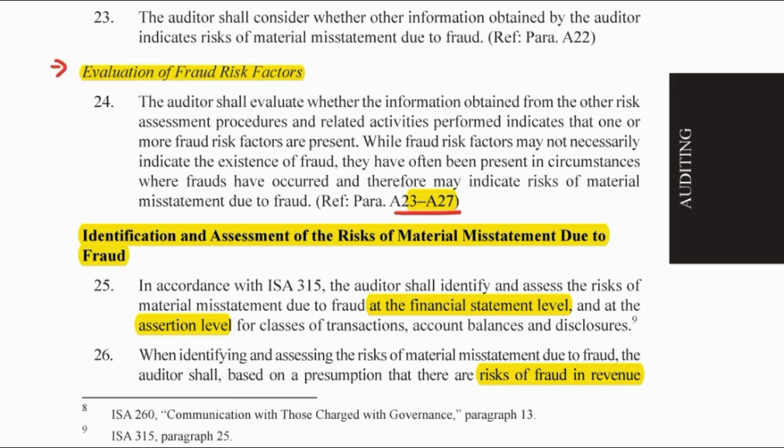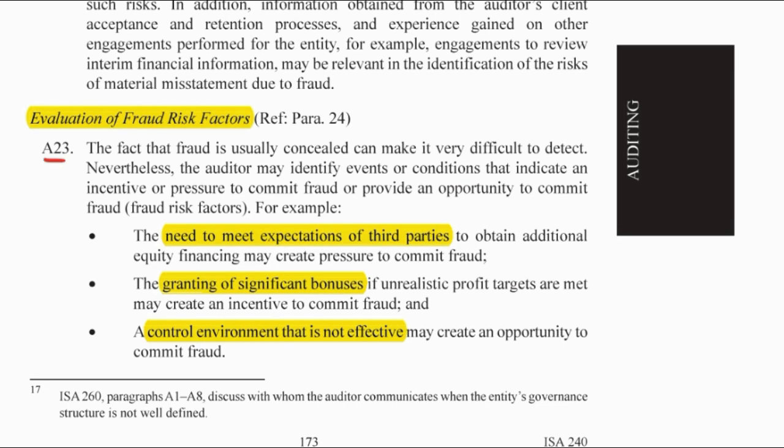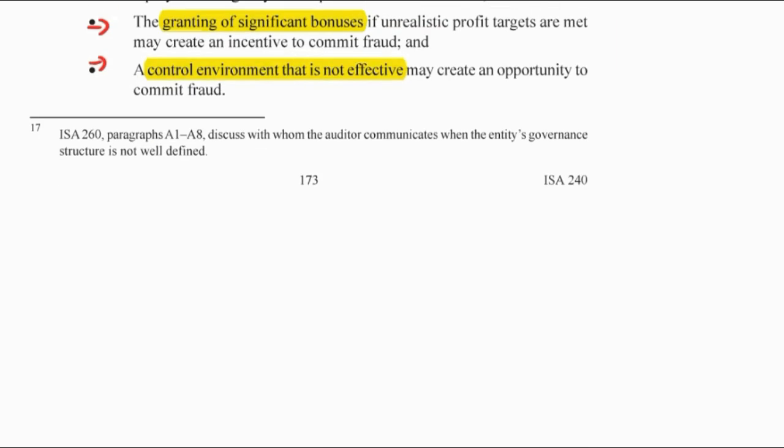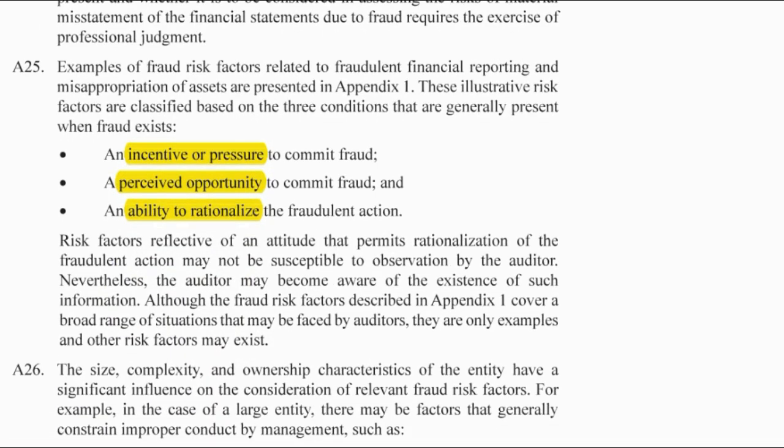Then I've made a note here, evaluation of fraud risk factors, and I've highlighted A23 to 27. If we go there, you'll see A23 tells you what these fraud risk factors are. They give some examples: maybe having expectations by third parties, significant bonuses, a control environment that's not effective. And then here are your specific fraud risk factors: incentives or pressures, opportunities, or rationalization.